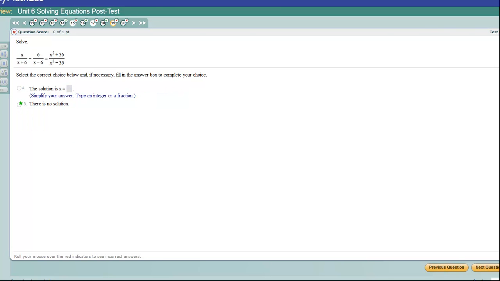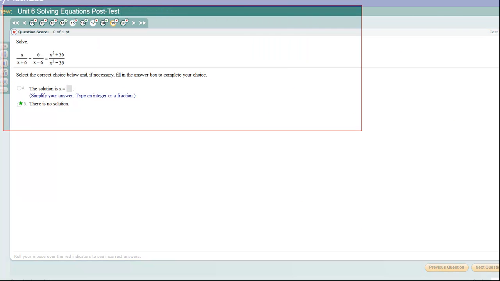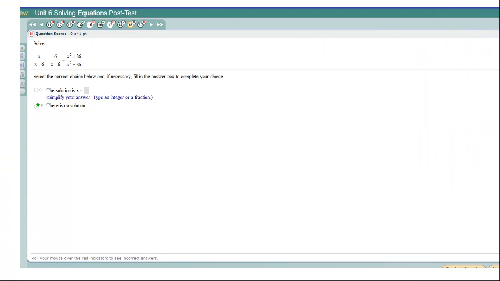Okay, so for this one, what we want to do is get rid of the fractions. In order to do that, I would first look at this x squared minus 36 and factor it out.